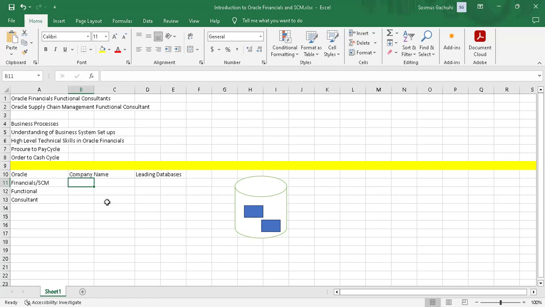So when it comes to financials, we'll be talking about data that relates to finances. It's a consultant who can advise on the business processes, from booking a transaction until you get to the relevant reports that come from booking transactions through financial data. The same case applies to supply chain management.